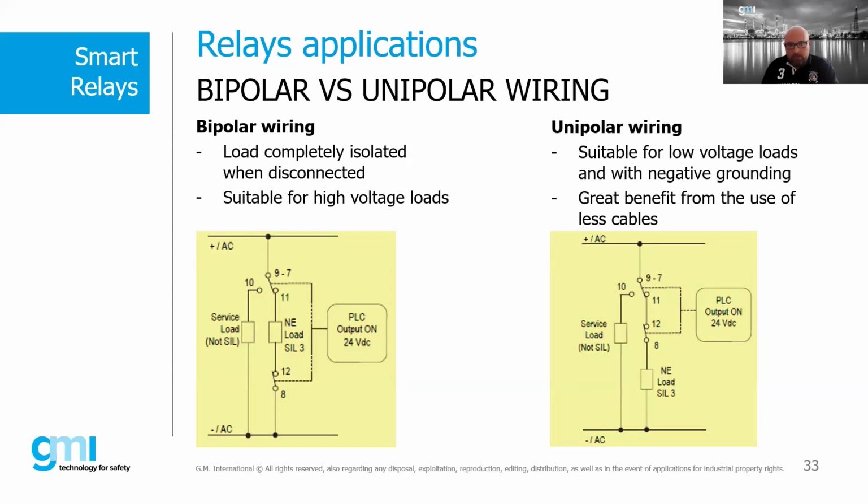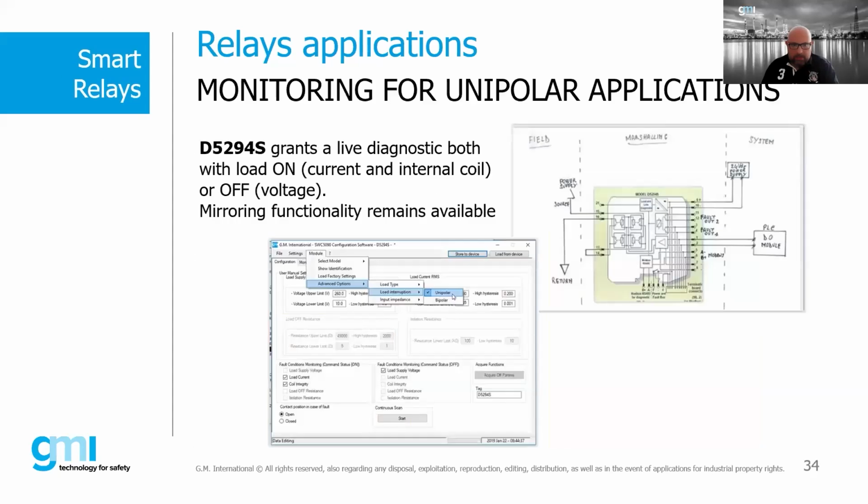We can see in the next slide that in case the load is going to be wired in a unipolar configuration, but it is also required that the loop and the load are monitored, the correct device is the D5294S. As we know, the bipolar connection is the ideal configuration for an optimal functioning of the relay diagnostic. However, the D5294S guarantees in a reduced way a diagnostic of the field device connected in a unipolar mode.